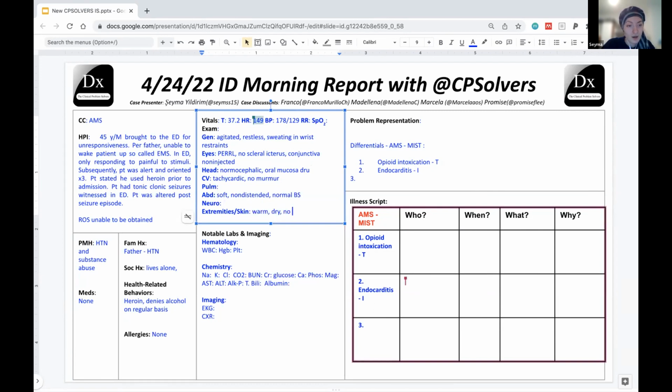And on the neurologic examination, he was moving the extremities spontaneously, but he doesn't follow any commands, and he's awake, but yeah, he's not oriented now.